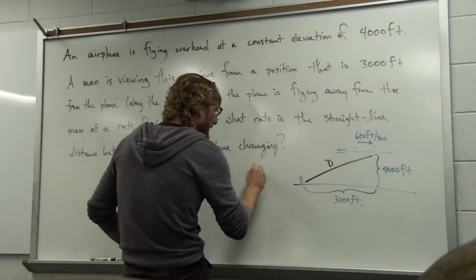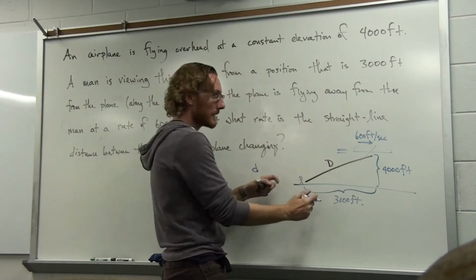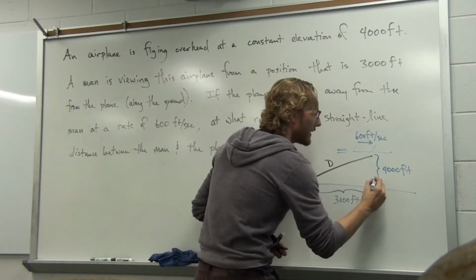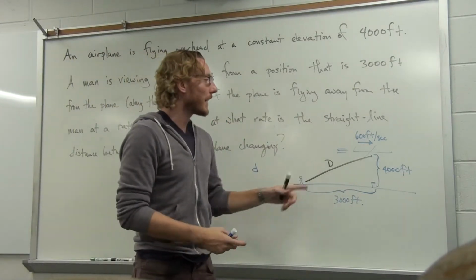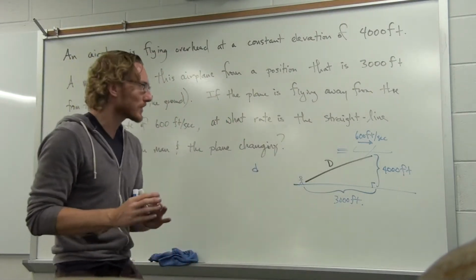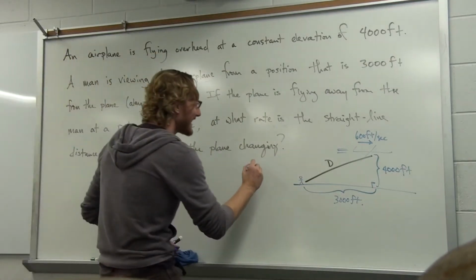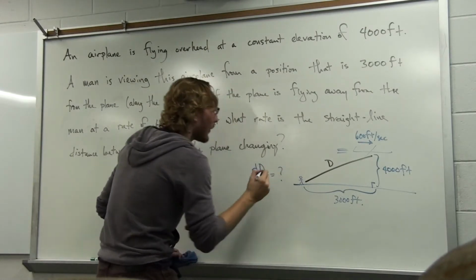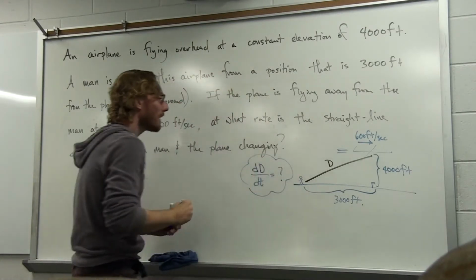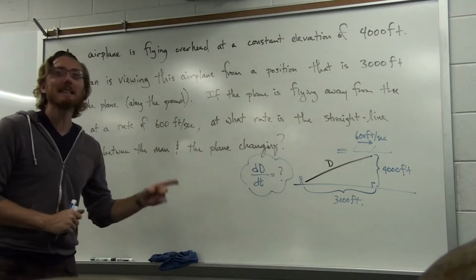So what we're trying to find is not what the distance is, because if you just want to know what this distance is, because the ground and the plane's altitude meet at 90-degree angles, you could find the D just using Pythagoras. The question is not what is the distance. The question is, at what rate is that distance changing with respect to time? So the question is all about the change in the distance with respect to time, the dD/dt.